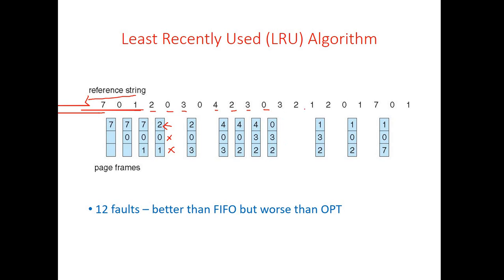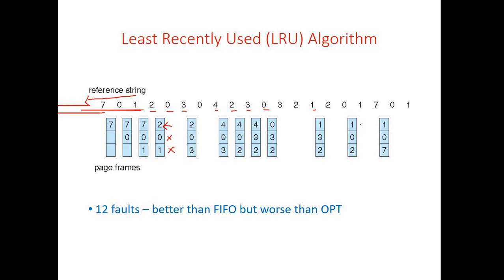3, 2 are available, no page faults. Coming to 1, look back: 2, 3, 0. So 0 will become the page replacement for 1. Then 2 is available already, no page fault. Then 0. For 0, when we look back: 2, 1, 3. So 3 will become the replacement for 0.